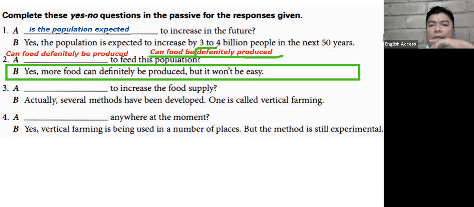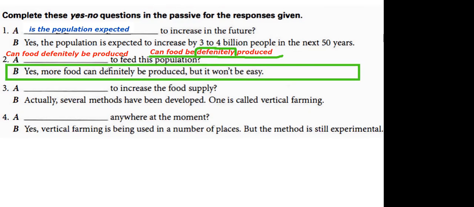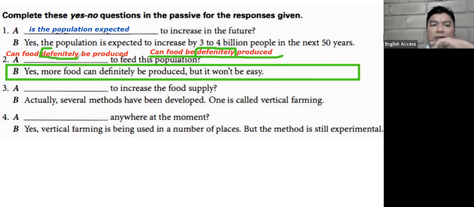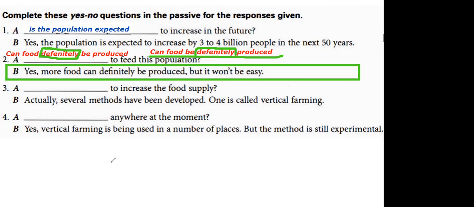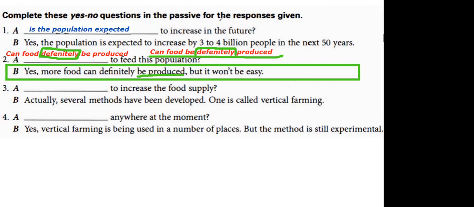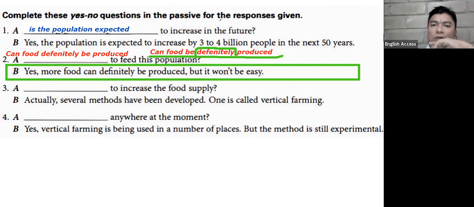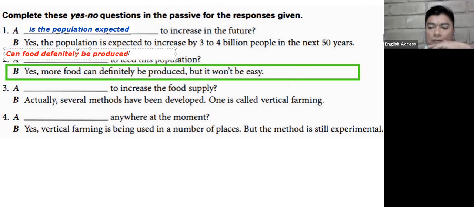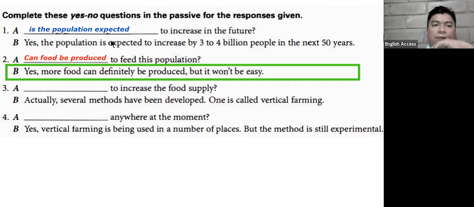This adverb is not in the correct position. And anyhow, the problem with this adverb is that it's not part of the question. The question is be produced. So in the question, you don't need the adverb. There. Can food, and now, can food be produced to feed this population?